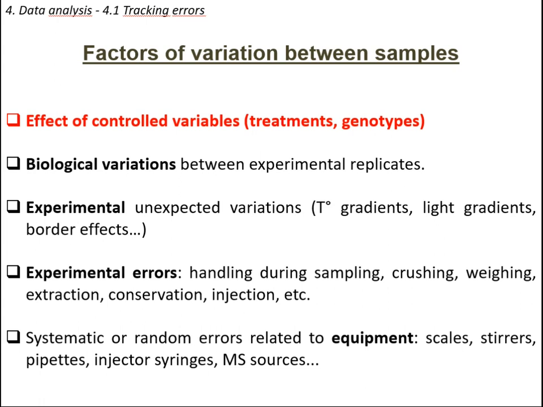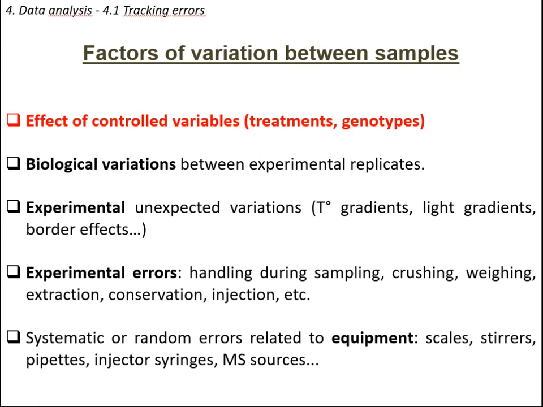The factors of variation between samples are first the effect of the control variables. So treatments, genotypes, this is what we are looking for. We are looking for the effect of these control variables in the experiment. We want to know what changes in metabolism after the treatment, or what differences a mutation induced in the metabolism. But there are also a bunch of other variations that are not quite as interesting. For example, the biological variation between experimental replicates.